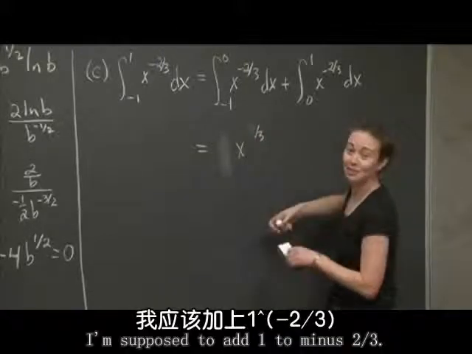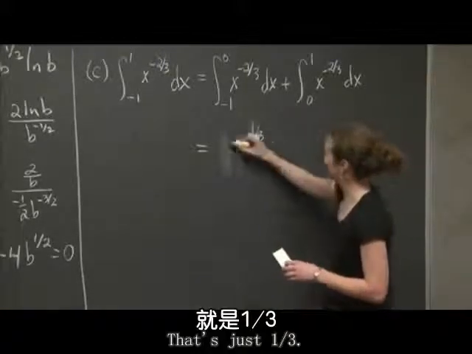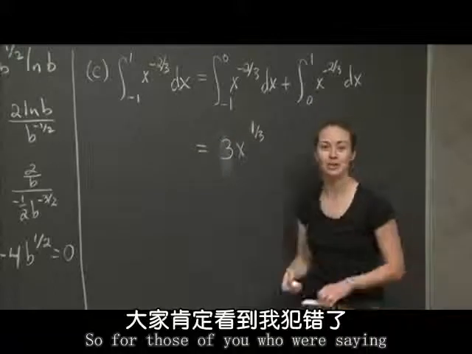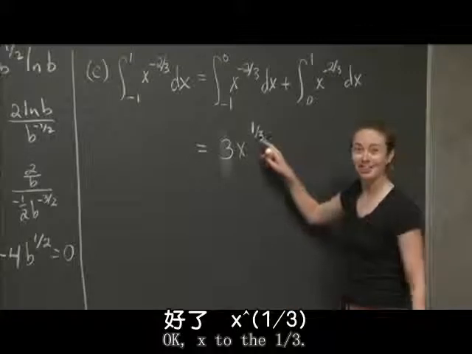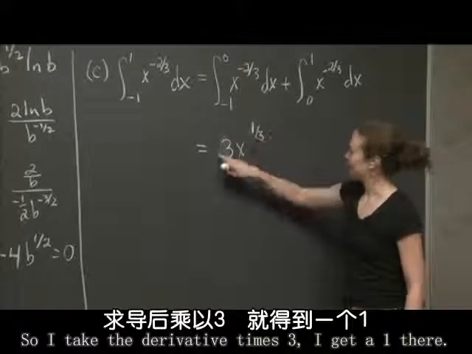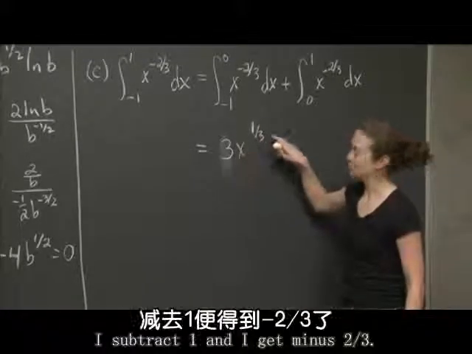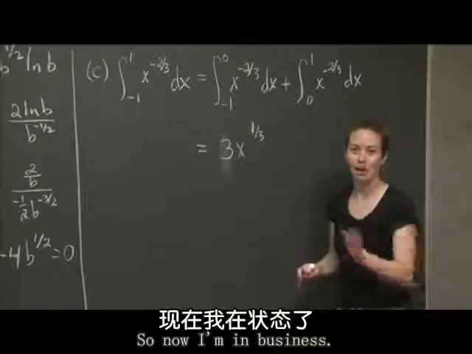I'm supposed to add 1 to minus 2/3. That's just 1/3, and so I should have a 3 in front. So for those of you who were saying, she's making a mistake, I was. Okay. x to the 1/3. So I take the derivative times 3, I get a 1 there. Subtract 1, I get minus 2/3. So now I'm in business.